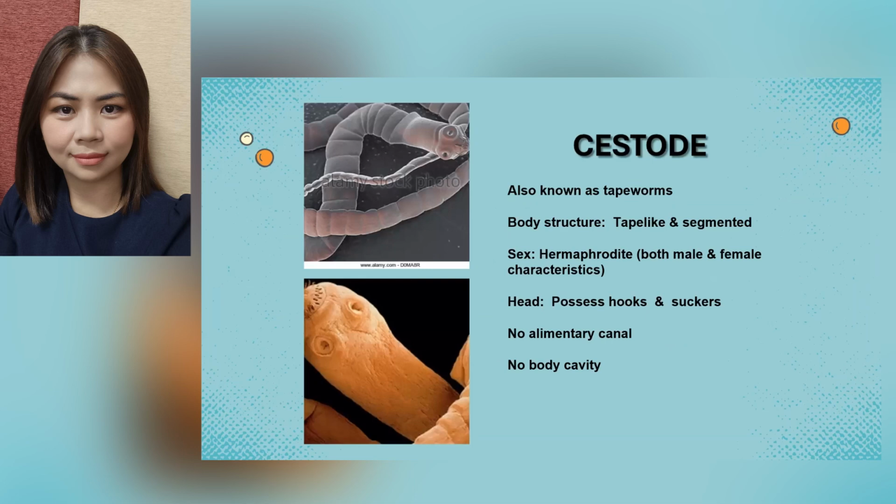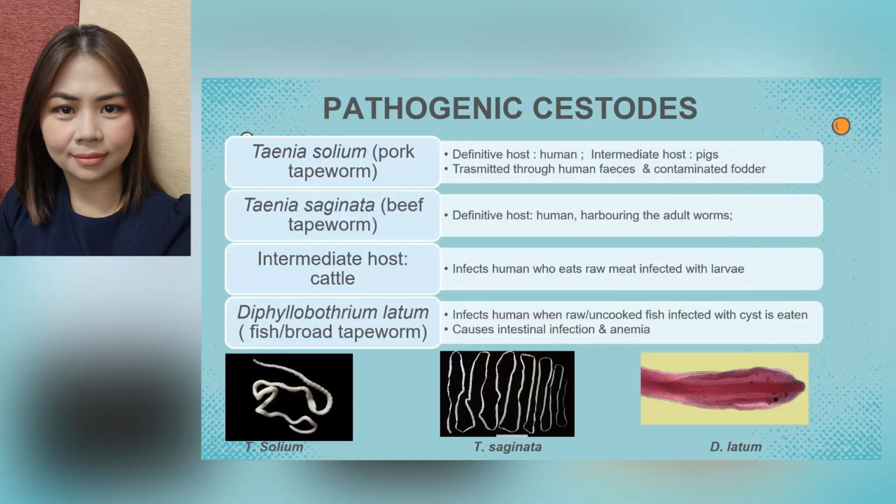Another organism is cestode, also known as tapeworm. The body structure is tape-like and segmented. Sex is hermaphrodite, with both male and female characteristics. The head possesses hooks and suckers, with no alimentary canal and no body cavity.